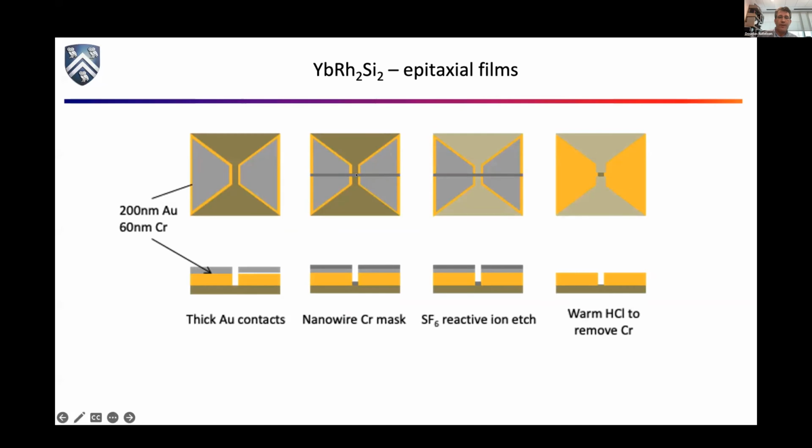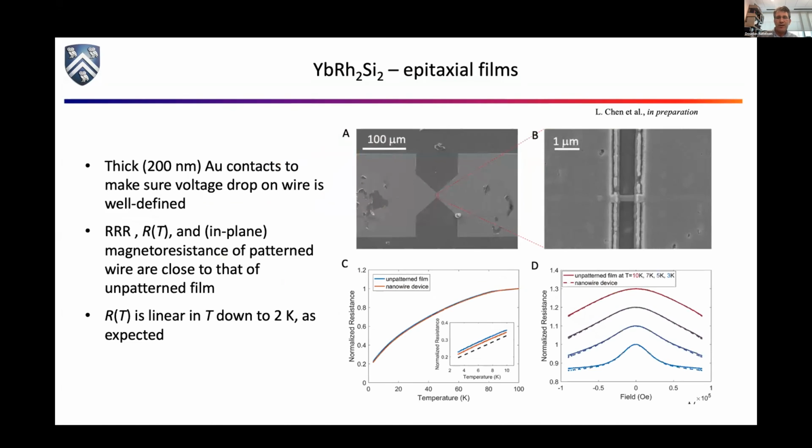You put down a chromium wire that's going to act as your etch mask. You do some etching using a mixture. Actually, I should update this. It's really more argon than SF6 at this point. But when you're all done, you can strip off the chromium with warm hydrochloric acid, and you're left with this etched wire and these big protected pads. We knew to use HCl because when people grow bulk crystals of YbRh2Si2, they use HCl to dissolve the flux metal used for the crystal growth. So we know the material itself is not harmed by HCl.